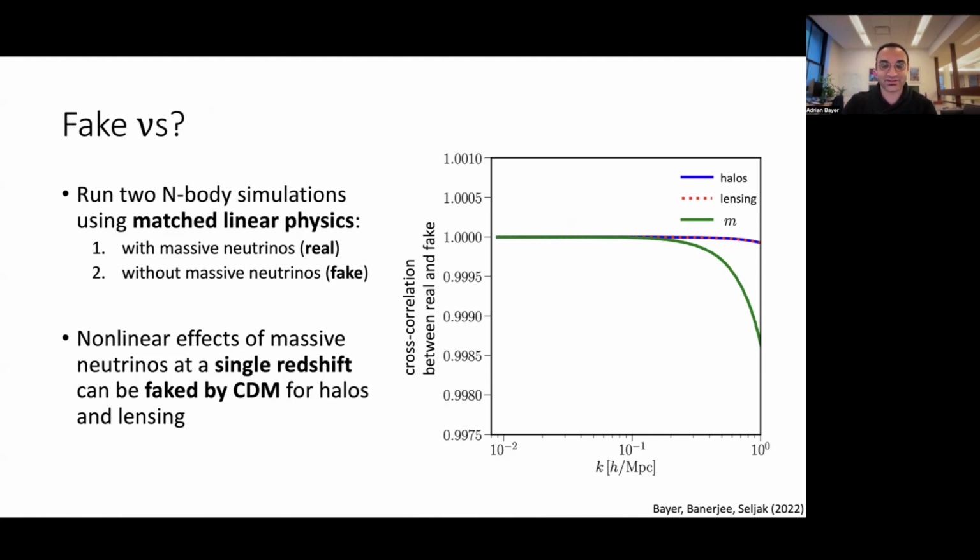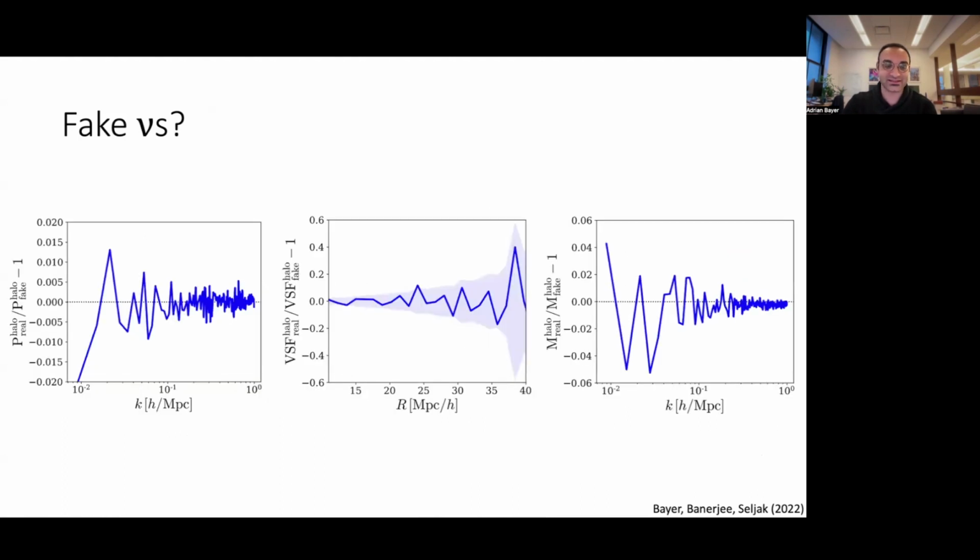And if this cross-correlation coefficient is a bit complicated to understand, we can look at some higher order statistics in the real and fake simulation. And so what these plots are showing are the power spectrum, the void size function, and the Mach power spectrum, so the ratio between the simulation with and without massive neutrinos. And you can see that in all cases, the ratio is 1 all the way across the scales, suggesting that there's no difference between the two simulations.